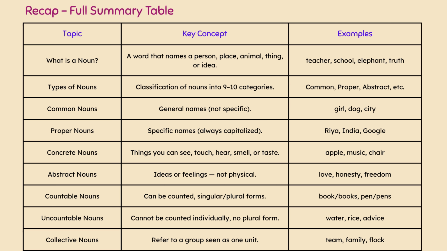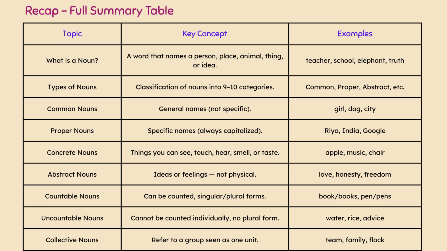Common nouns. These are general names, not specific. For example, girl, dog, city. Proper nouns. These are specific names and always begin with a capital letter. Examples: Ria, India, Google. Concrete nouns. These refer to things you can see, touch, hear, smell, or taste. Examples: apple, music, chair. Abstract nouns. These are ideas or feelings. They are not physical. Examples: love, honesty, freedom.